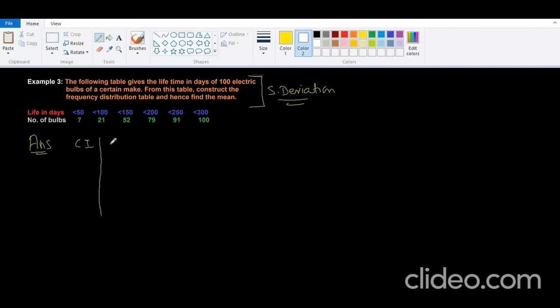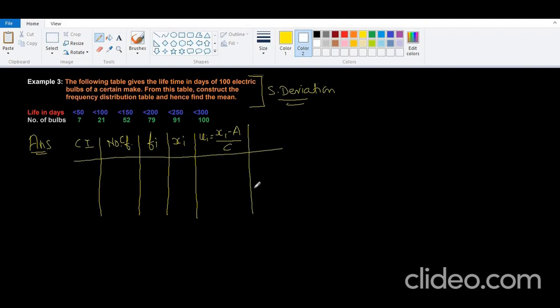And what else do you require? What is given here? Number of bulbs, that means frequency. But if you see 7, 21, this is all your cumulative frequency. So from the cumulative frequency you have to find out Fi, and from class interval you have to find out Xi. Then what else do you require? You require Ui is equal to Xi minus A upon C, that is your class length. And then finally you have to multiply Fi with Ui.